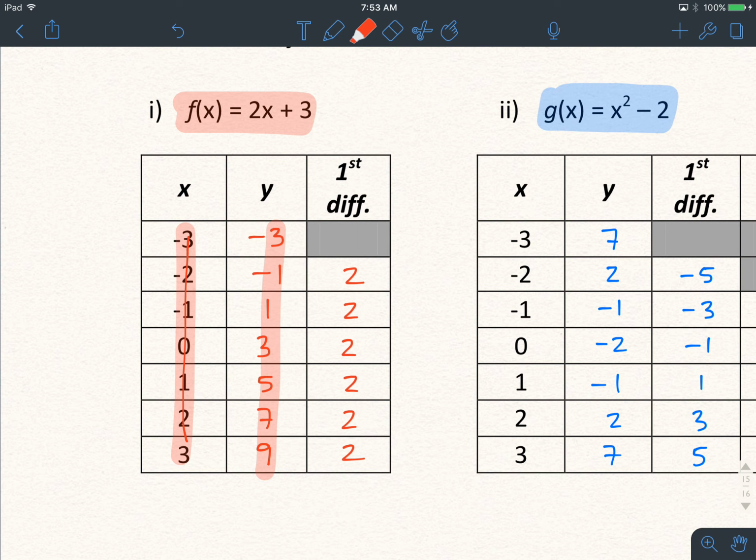So again, if you can imagine, 2 times negative 3 is negative 6, plus 3 is negative 3. So that's how we're populating the table. And then first differences, of course, are negative 1 minus 3, which is negative 1 plus 3, which gives us 2, etc.